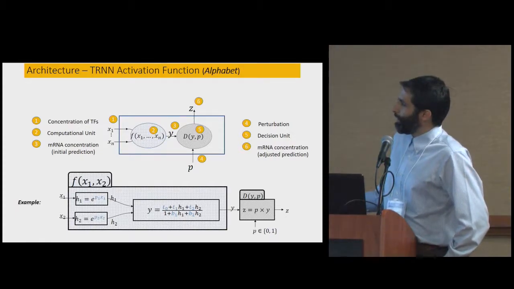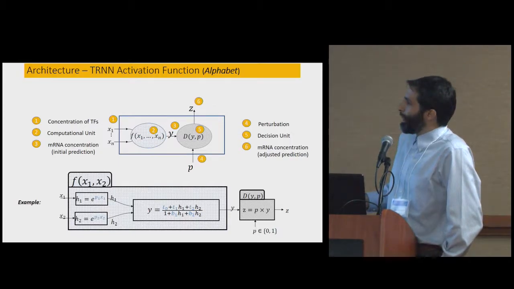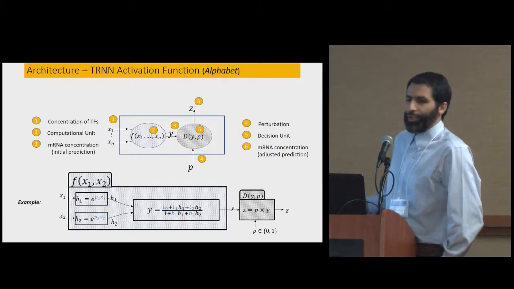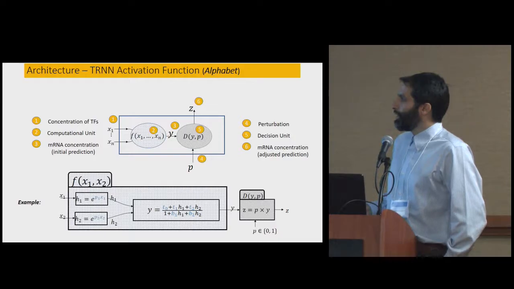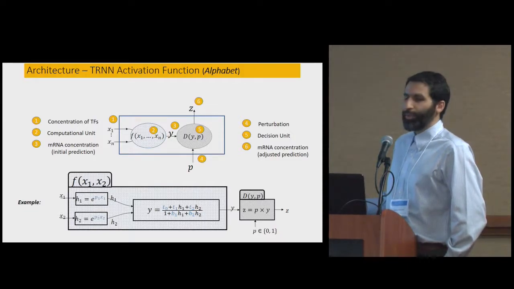In this, a given unit has the concentration of the transcription factors as its input, and we have a decision function that depends on the gene perturbation. This is going to either be enabled or disabled.